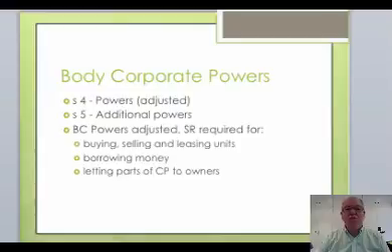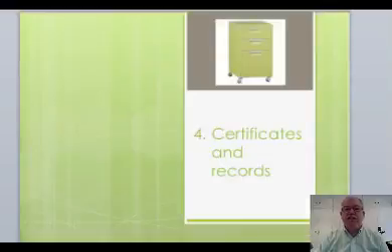The body corporate general powers in 4 are adjusted, and special resolutions are now required when a body corporate buys or sells or leases a unit. There's still the requirement that that be necessary for the purposes of administration of the scheme. There's also a special resolution required for borrowing money, which I think makes sense, and for letting parts of the common property to owners.